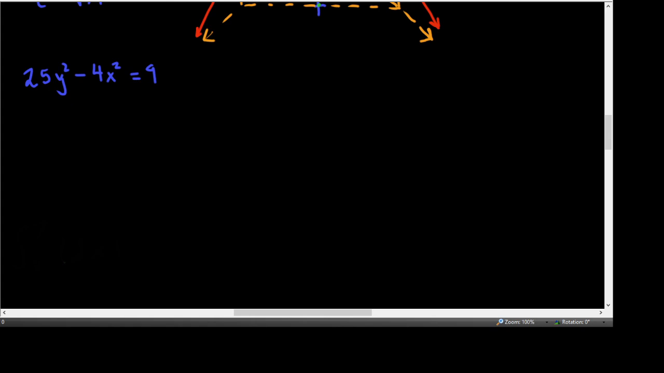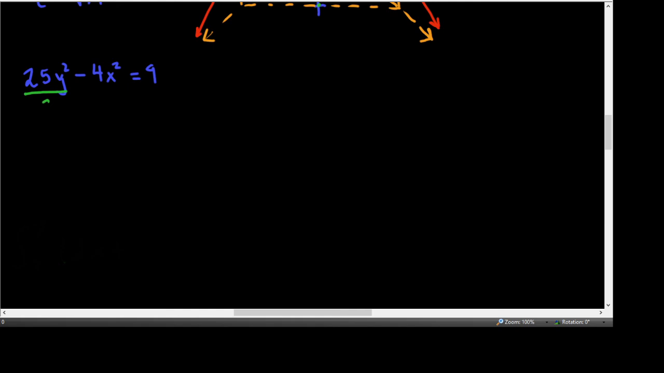And here, the coefficients of x squared and y squared have different signs. One's positive, one's negative. So since the coefficient of y squared is positive 25 and the coefficient of x squared is negative 4, that tells me automatically, hey, this is a hyperbola. So I want this to be equal to 1.